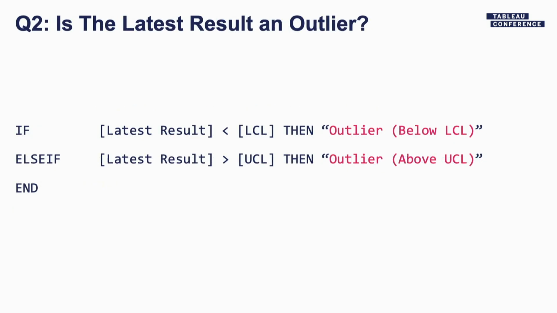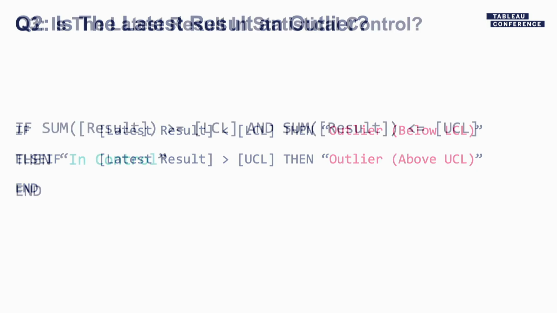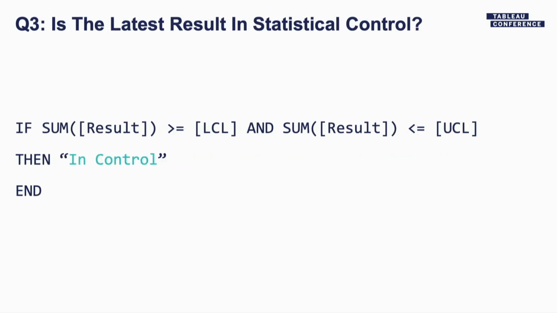The second question is, is the latest result an outlier? So is it in that red zone? Is it above the upper control limit or below the lower control limit? And again, it's pretty straightforward. The answer would be yes or no. Then, is it in statistical control? So is it noise, really? Is it just in that green area where the data goes up and down? Yes or no?